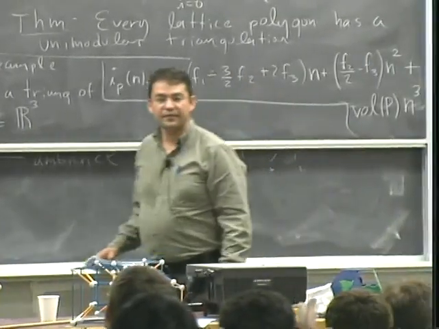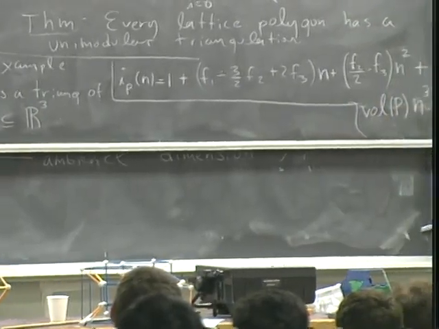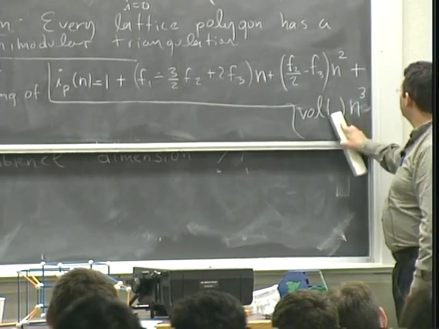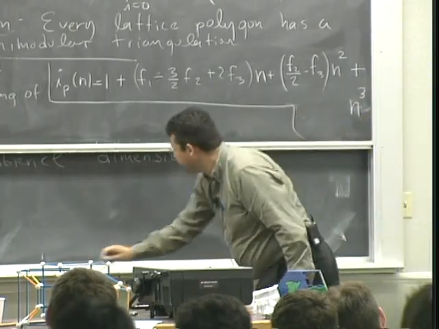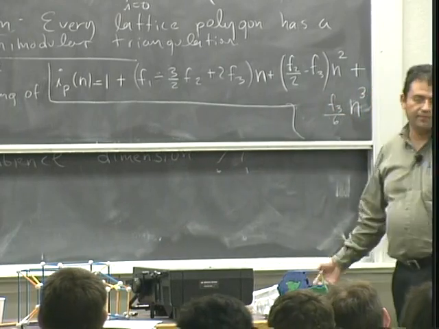Yes? The volume of P is free, essentially, right? Because the triangulation is involved. The volume of P is what, sorry? F3. Oh, yeah, thanks. Divided by 6, I guess. F3 divided by 6. That's right.